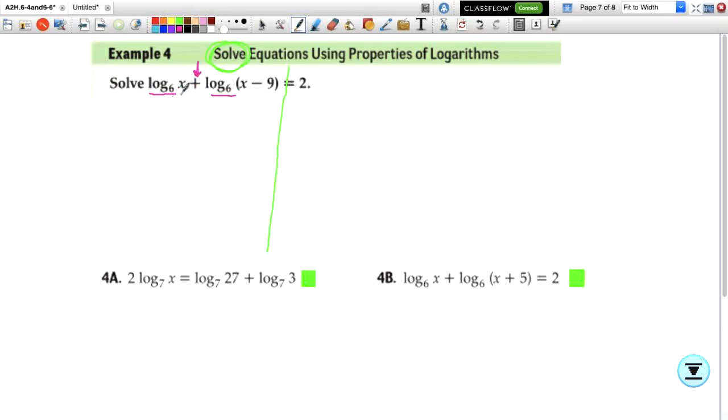If we're adding 2 logs with the same bases, we're actually going to take our ofs and we're going to multiply them. Okay, so I'm going to take my x and I'm going to times it by my x minus 9. And then I can have them be combined into the same log with the same base. So I'm going to have log base 6 right now. And then I have x times x minus 9, which means I have x times x, which is x squared. And then x times minus 9, which is minus 9x, equals.